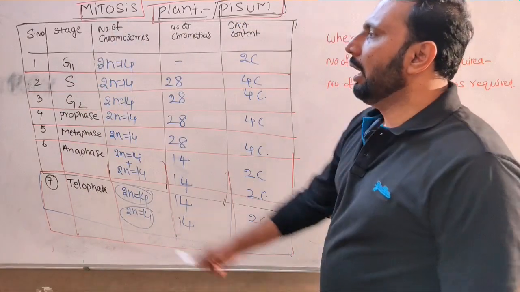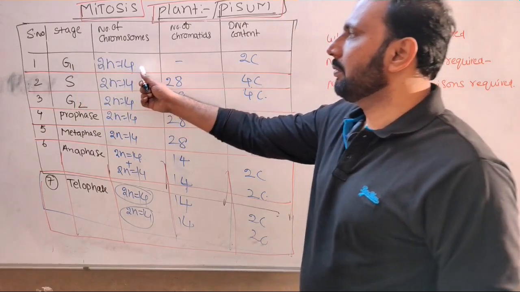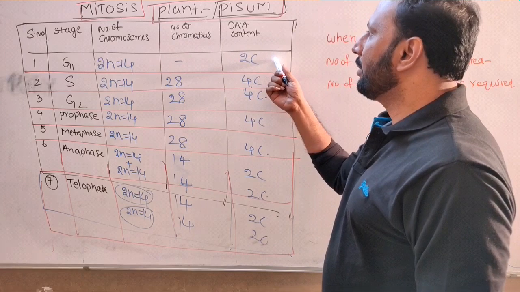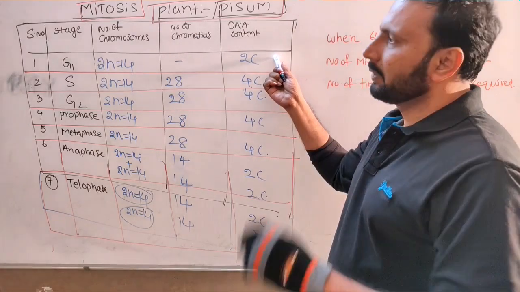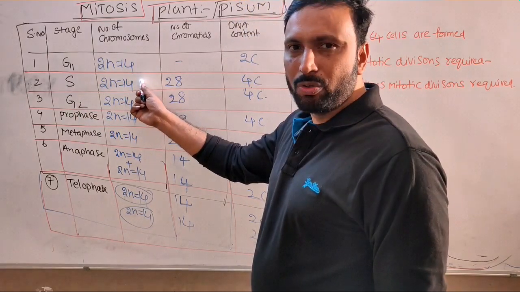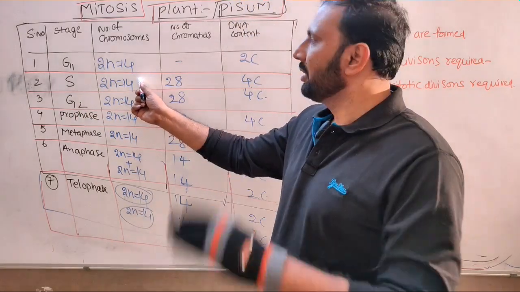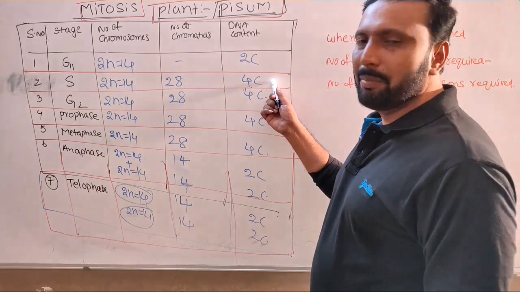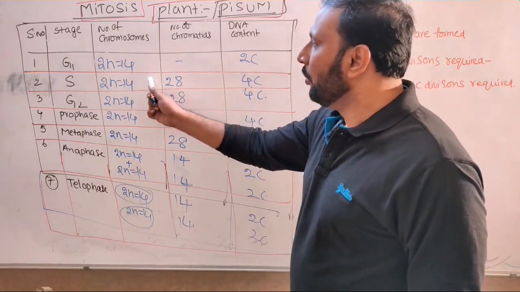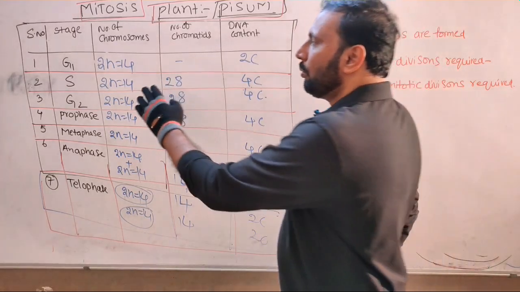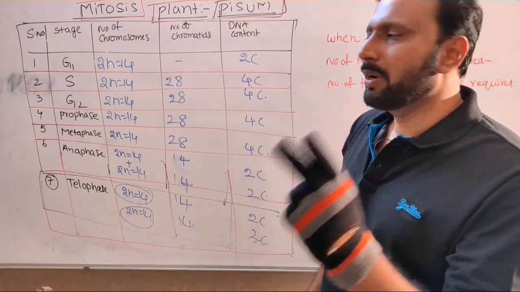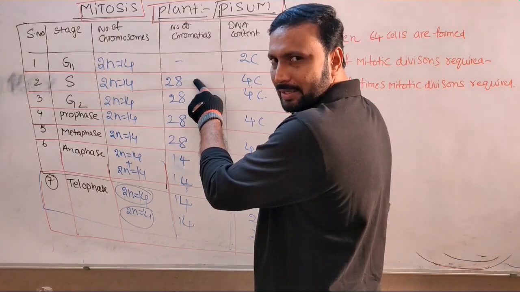So look at here. In the G1 phase in Pisum sativum, 2n equal to 14 chromosomes are present. When you look at their DNA content, it is 2C. Whereas in S phase, 2n equal to 14 chromosomes, chromosome number never changes, but DNA content becomes 2C to 4C. So that is why chromatids are 28. 14 chromosomes, 28 chromatids. It means in each chromosome, 2 chromatids, like the 28 chromatids.